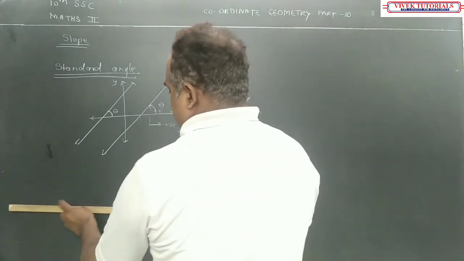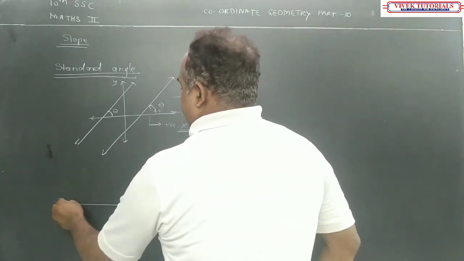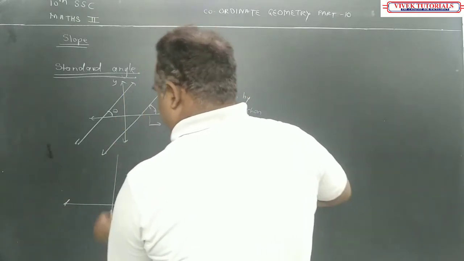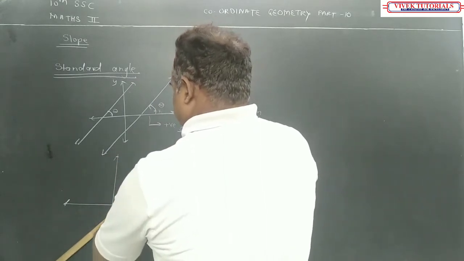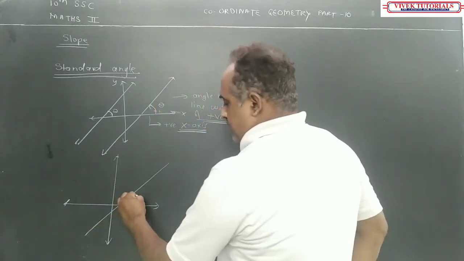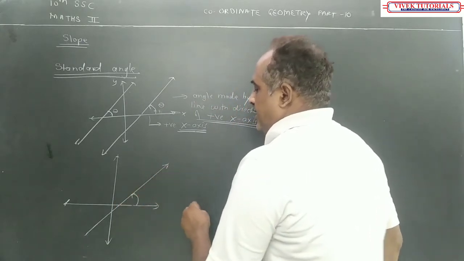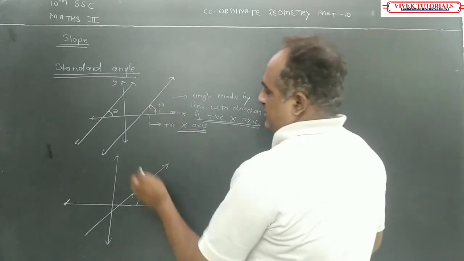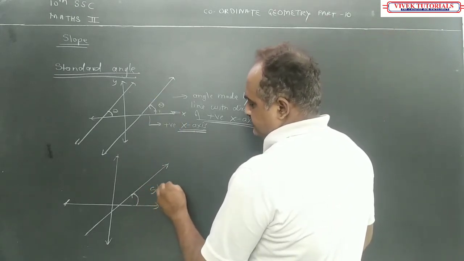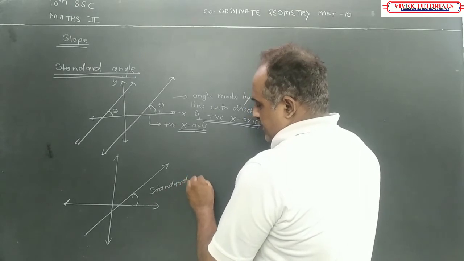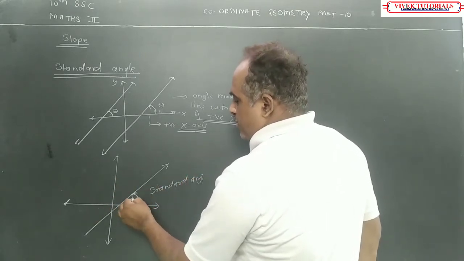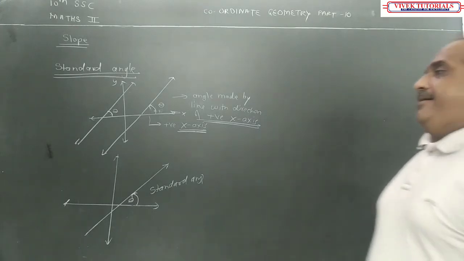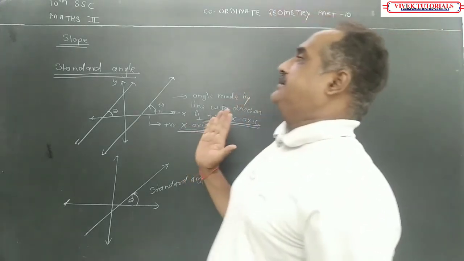Okay. Once again, what is the angle? Standard angle is the angle made by a line with the positive x-axis, suppose the line is like this. So this angle is the angle made by a line with the positive x-axis, or it is also called what? Standard angle. And if it is in this direction, it will be theta. Have you understood this? This is the standard angle. ये concept थोड़ा हमें समझना था.